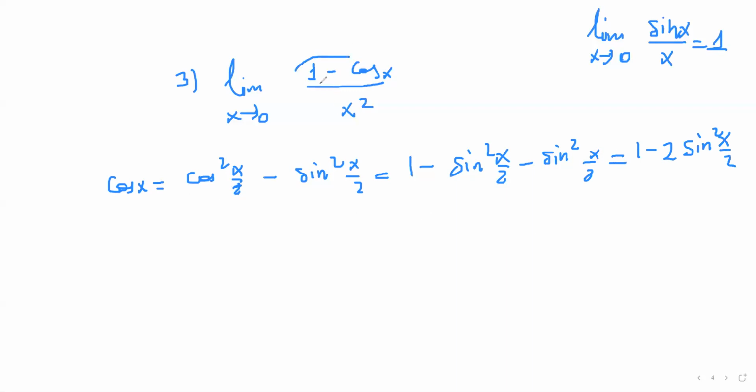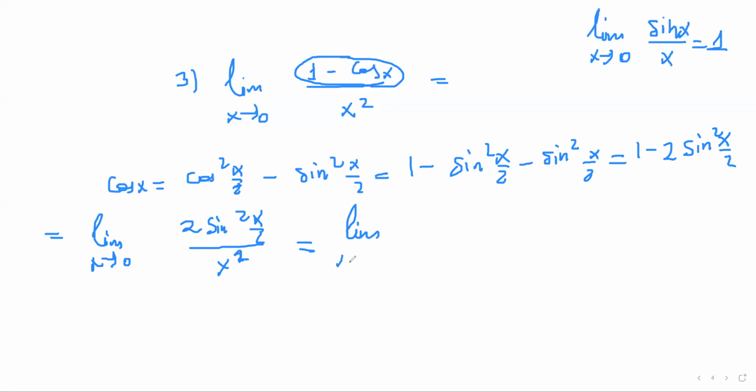If we place it here in the numerator, let's see what happens. We are going to get the limit again, x tends to 0. When we place it here, we get 2 sine squared x divided by 2, divided by x squared. Now we can see that it is in a relevant form, so we can use this limit. So it's going to be something like sine squared x divided by 2. We have sine squared here, so obviously x squared will also participate, but we have x divided by 2.